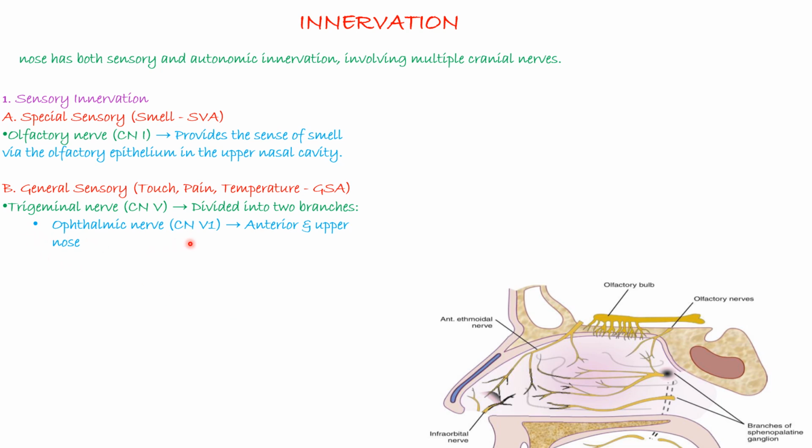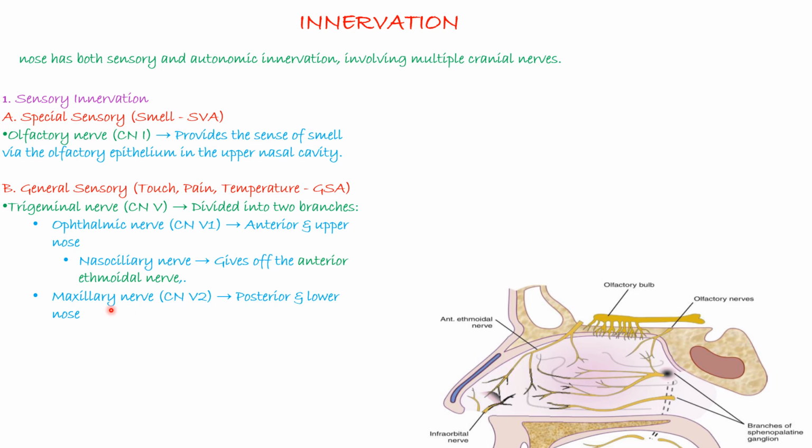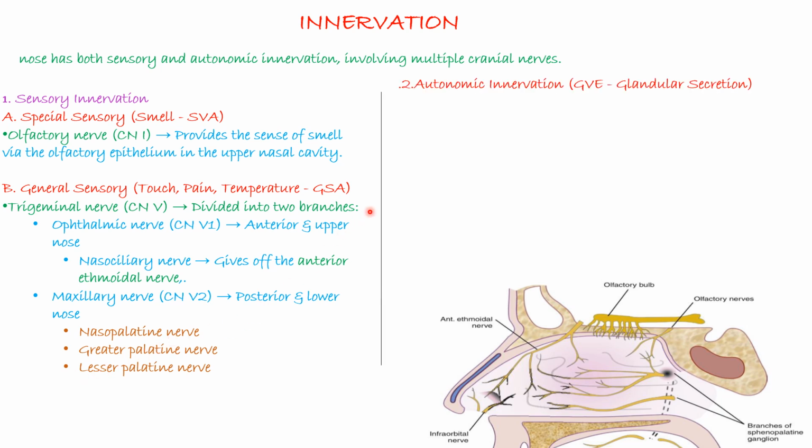So the ophthalmic nerve, that is V1, supplies the anterior and the upper part of the nose, and the nerve behind that is a branch of the nasociliary nerve, which is the anterior ethmoid nerve. Whereas the lower and the posterior part is supplied by the maxillary nerve, that is V2, and the branches include the nasopalatine nerve, greater palatine nerve, and lesser palatine nerve.